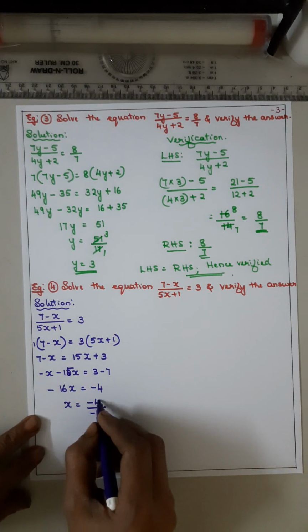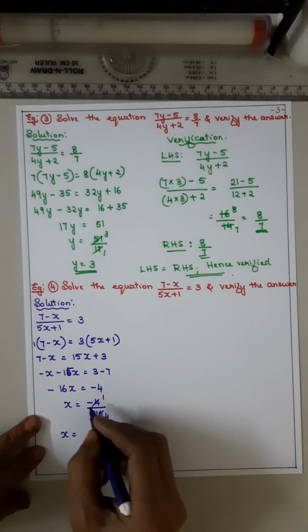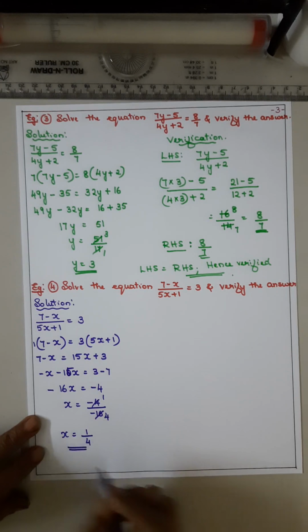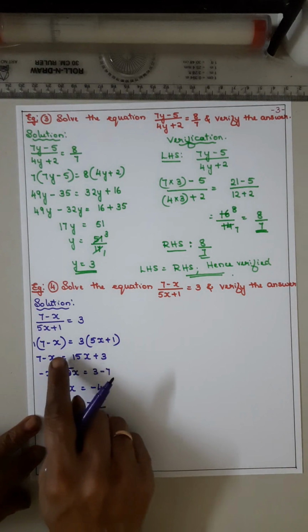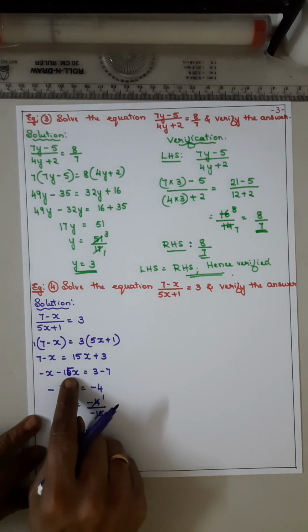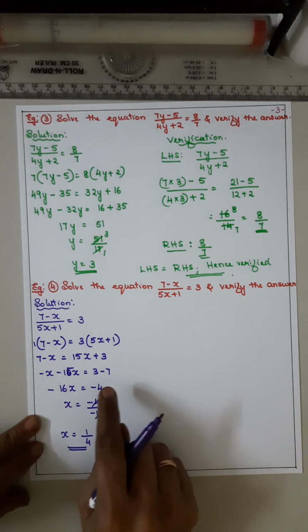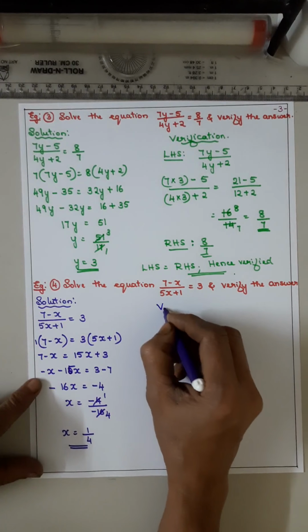In the table of 4, 4 1s are 4, 4 4s are 16. X is equal to minus becomes plus and it is 1 by 4. सबको समझ में आया? सो मल्टीप्लाई करो, इधर 15x इस तरफ आने के वक्त माइनस बनता है, सो x इधर रहेगा, सो minus 4 upon minus 16. Now verification.